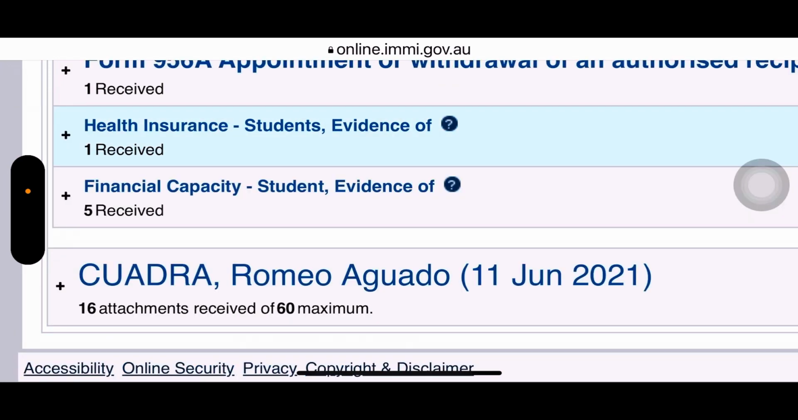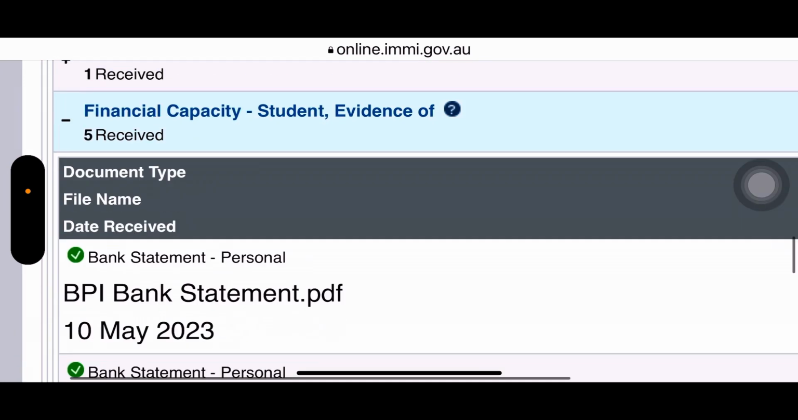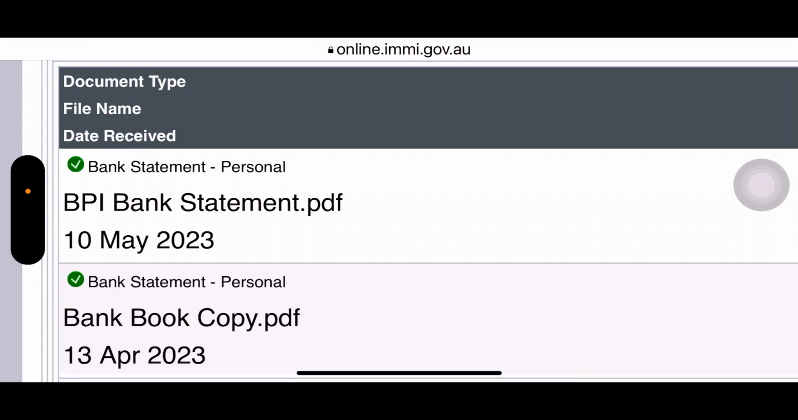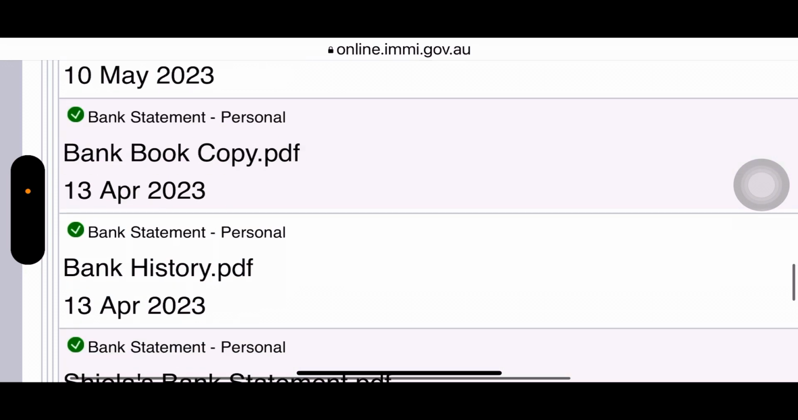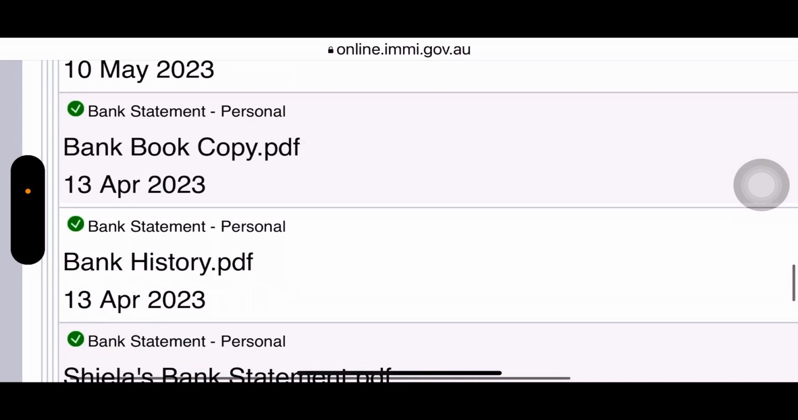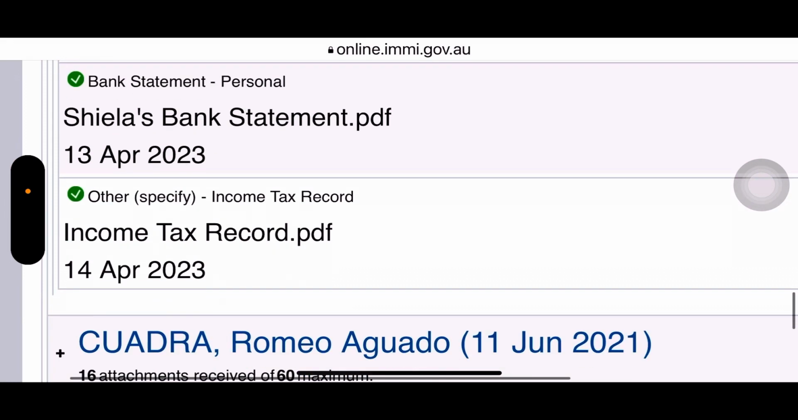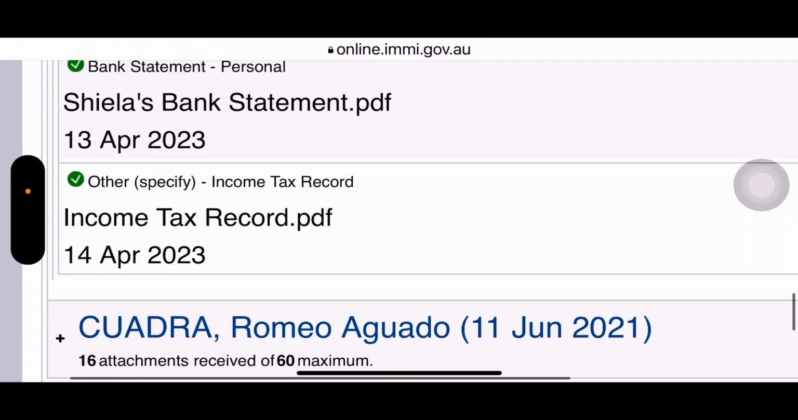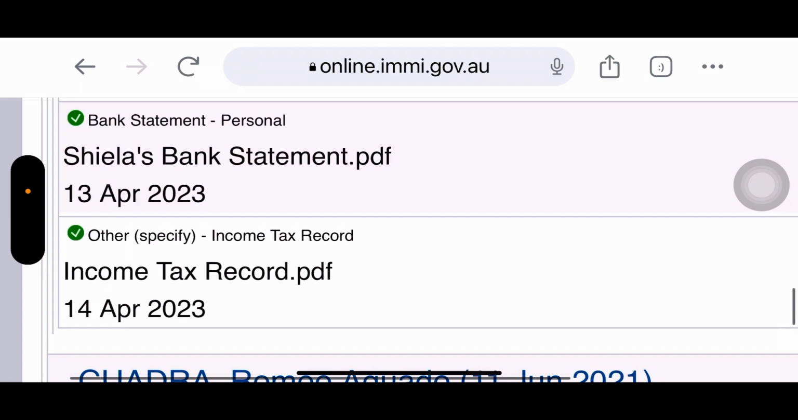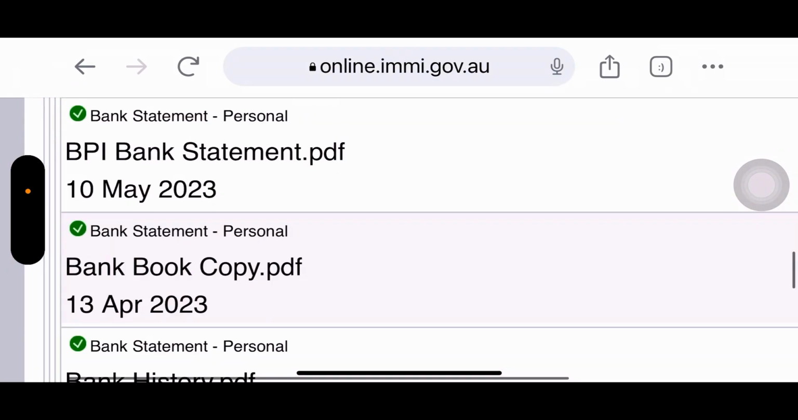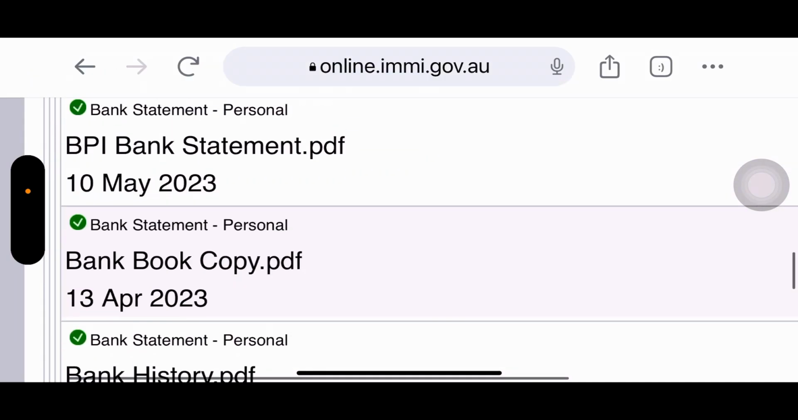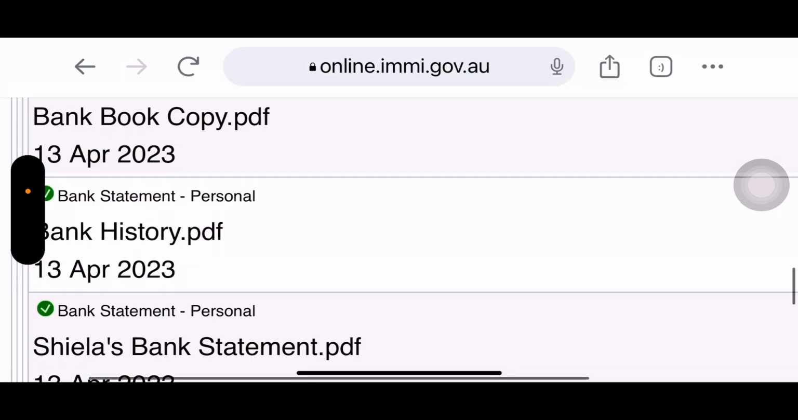And then for the financial capacity, we included the BPI bank statement of my partner. This is from the Philippines. Then bank book copy and bank history. These two documents are from Taiwan because he worked in Taiwan. And then my bank statement. This is a bank statement here in Australia. And then income tax record. This income tax record is just an additional document. That's it for the financial evidence.